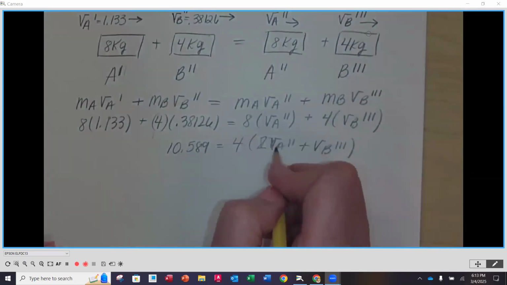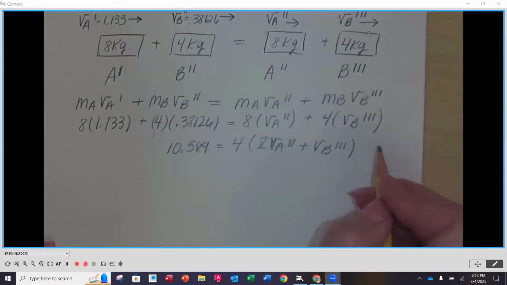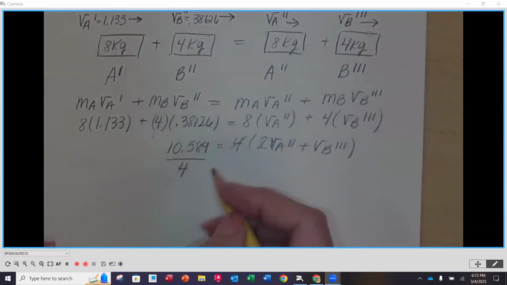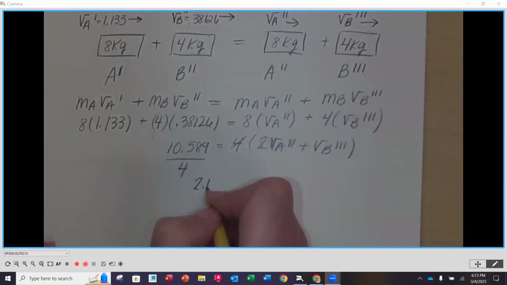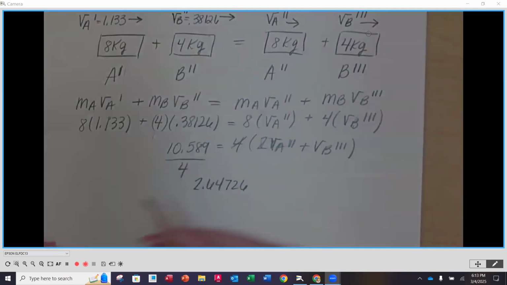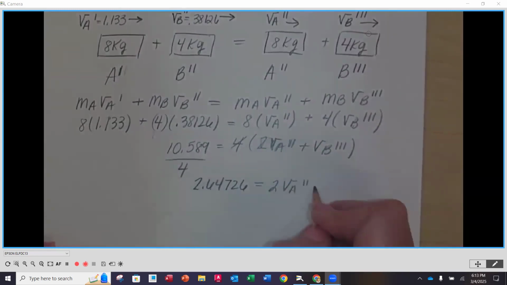So our two unknowns are going to be A prime prime and the B prime prime prime. And I'm going to divide both sides by 4. So I'm going to get 2.64726. I hold multiple digits, and then that way my answers come out a little bit better at the end or closer to the final answer.